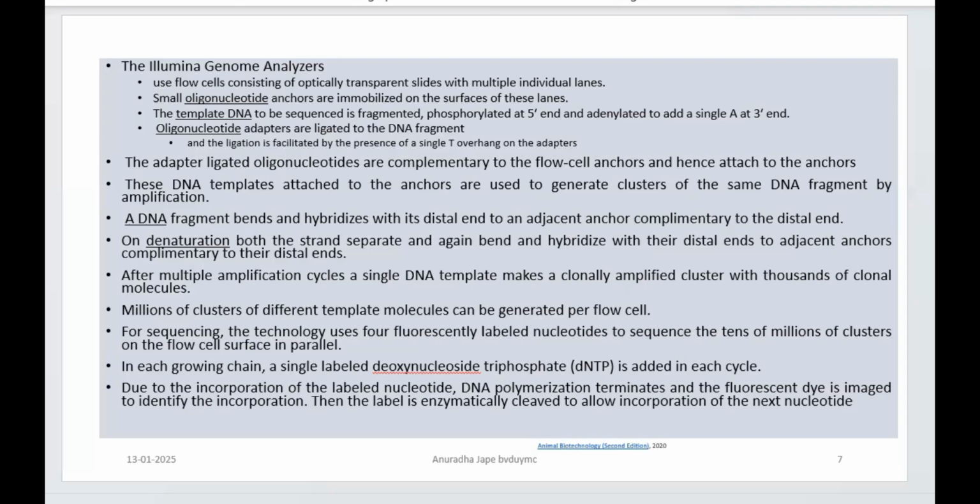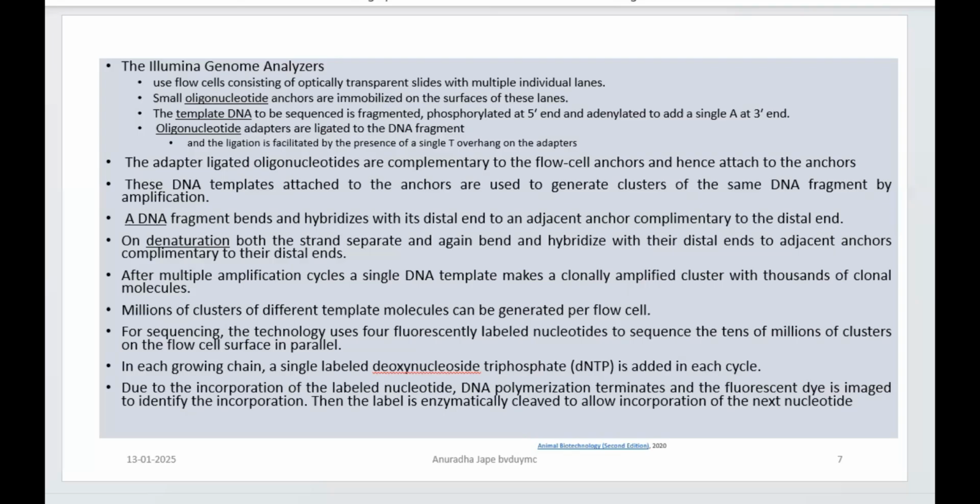So you can draw the straight chain of DNA. At one end 5 prime, another at 3 prime. At 5 prime there is phosphate, at 3 prime you have adenine, and then you have T overhangs. Now this is ready. Now you are going to add it to the flow cell anchors, right? So in the flow cell, in the lanes, it will be added. These DNA templates will get attached to the anchors, and you will get the formation of clusters of the same DNA fragment.